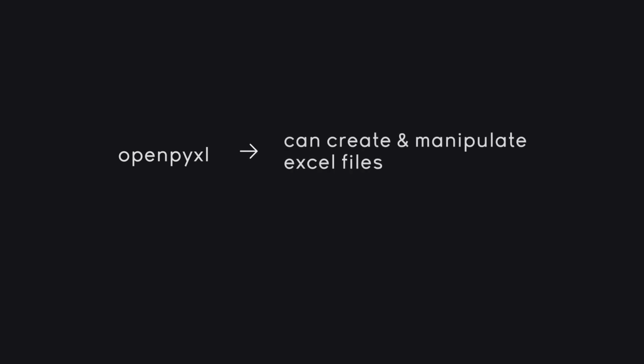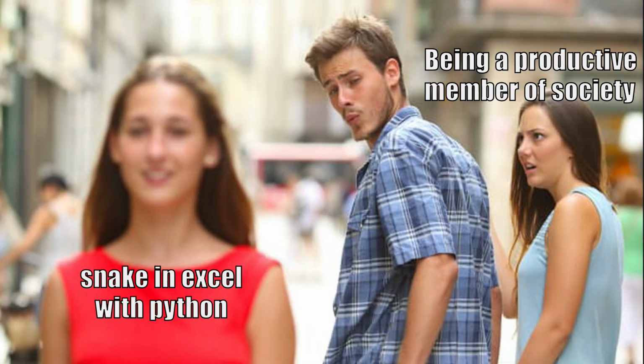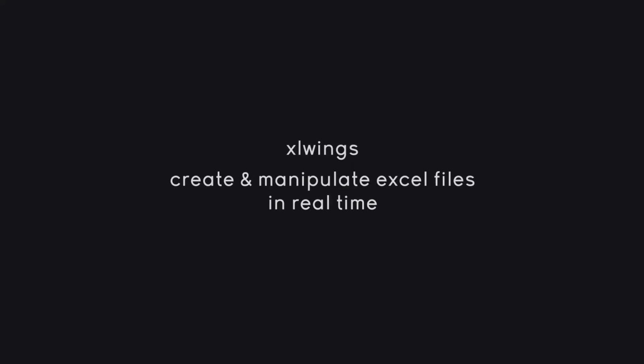The most popular one is called OpenPyXL, but that module has a crucial flaw. While OpenPyXL can create and manipulate Excel files, it cannot do it while the Excel file is running, which is why you cannot use it to create games in Excel with Python. xlwings, however, can do that just fine, hence we are using that one. And for the most part, xlwings does basically the same thing that OpenPyXL does. The modules are very similar.